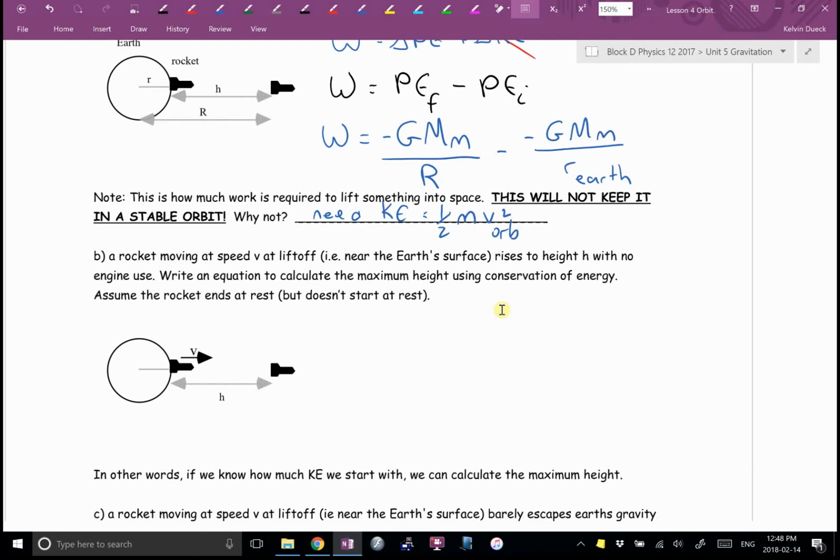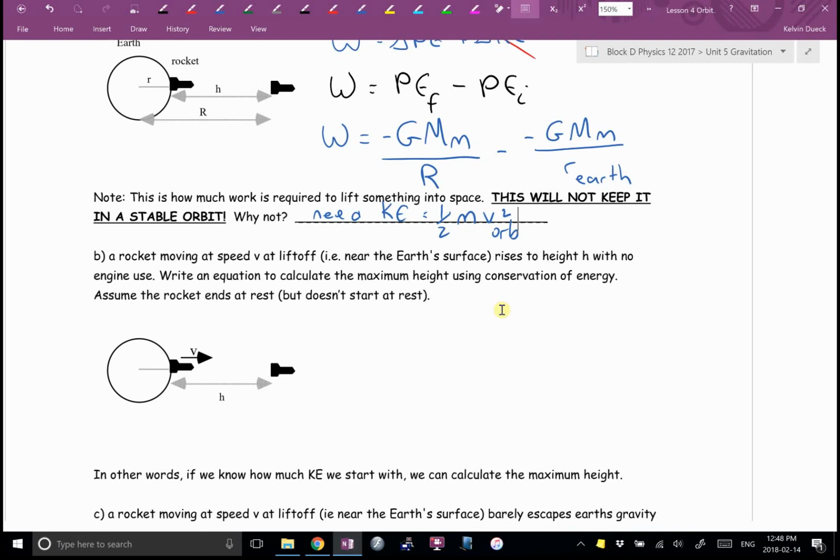It rises to a height h with no engine use. So it fires its engines to get up to speed, and then it coasts the rest of the way. Write an equation to calculate the maximum height using conservation of energy. Is this question saying how much work? In fact, it's saying use which method?